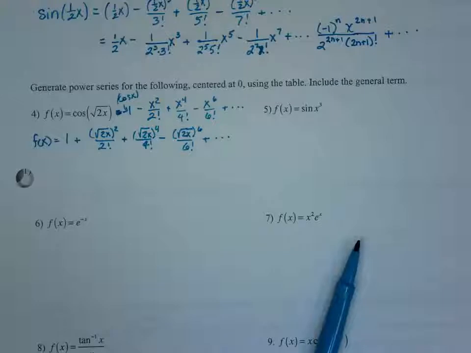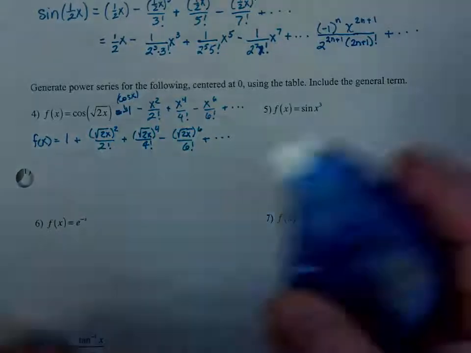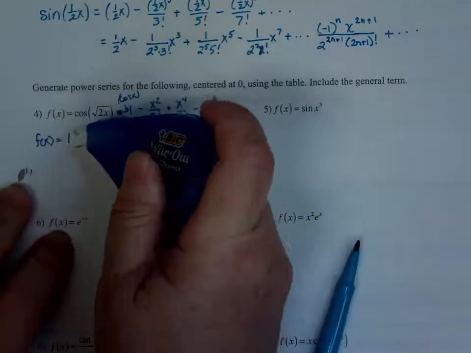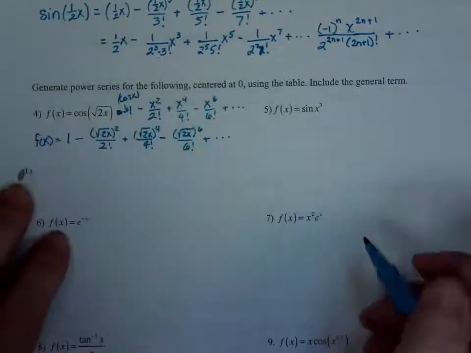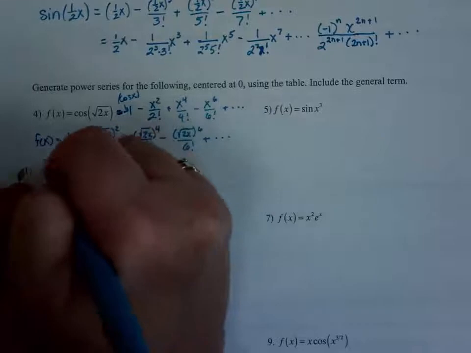Is there supposed to be a negative after the 1 instead of a positive after that? What do the rest of you think? It's supposed to be negative. It is supposed to be negative. Good catch. Jocelyn's awake. So there should be a minus right there. Okay. Clean it up. Moving on. 1 minus.